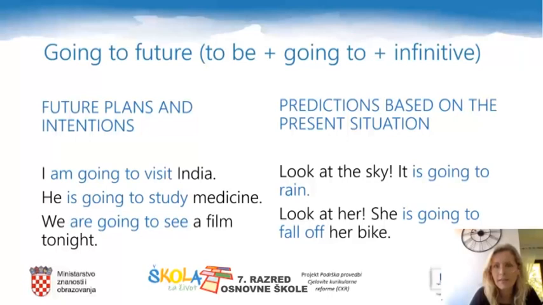And as I have already said, we make this verb form by using the present simple of the verb to be, depending on the subject of the sentence. We use going to, and we use the infinitive form of the main verb.